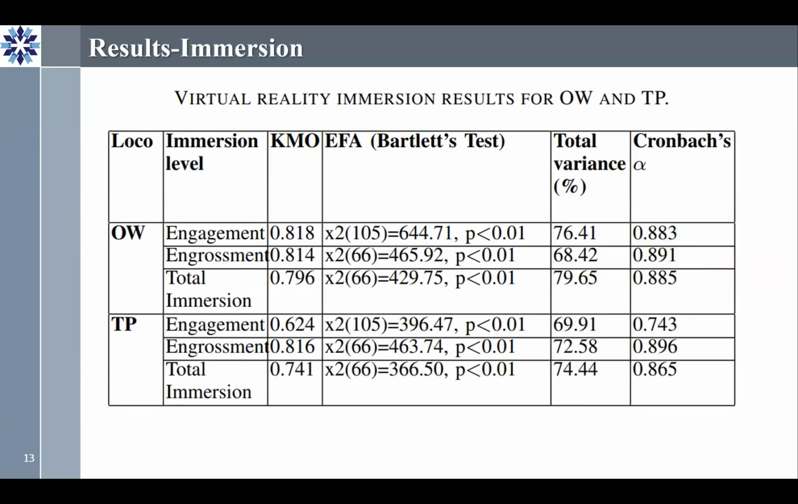All Kaiser-Meyer-Olkin measure values were calculated in the immersion model level analysis. The sample size was suitable for factor analysis. Values above 0.50 are considered sufficient. In addition, the values in the Bartlett test result were significant, for example, p-value less than 0.01.